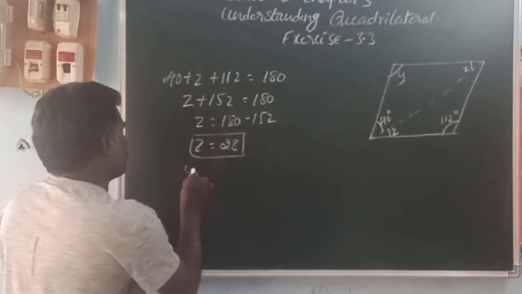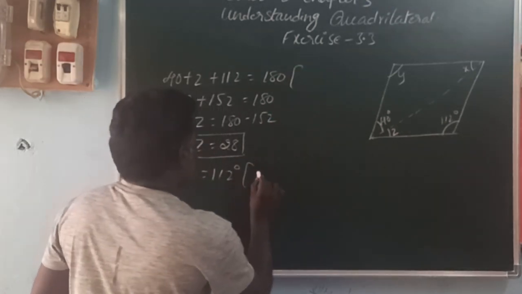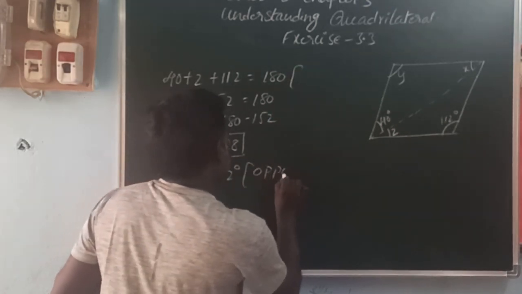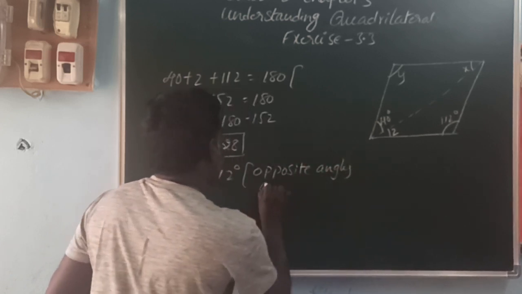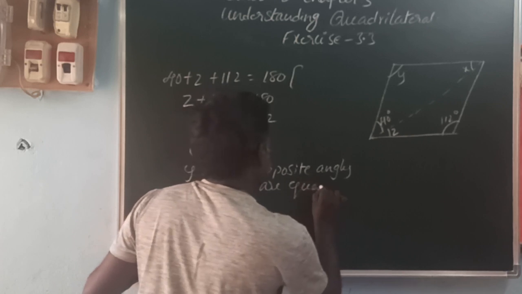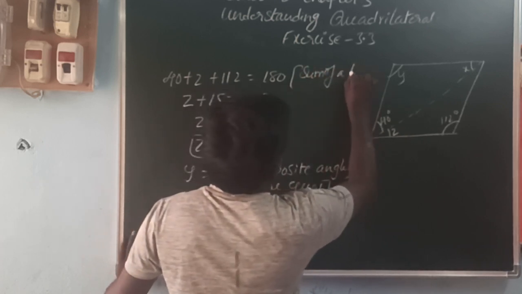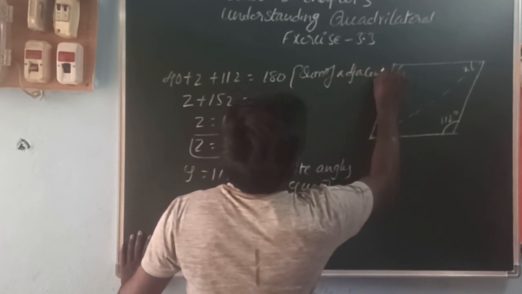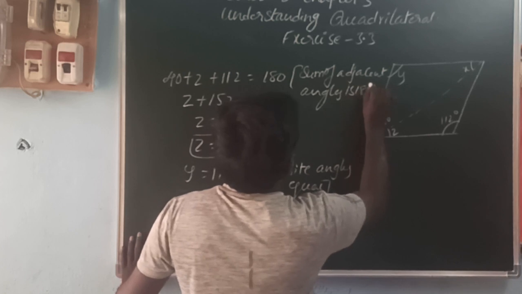Next, y is equal to 112. Why? Because here opposite angles are equal. Next, here the sum of adjacent angles is 180 degrees.